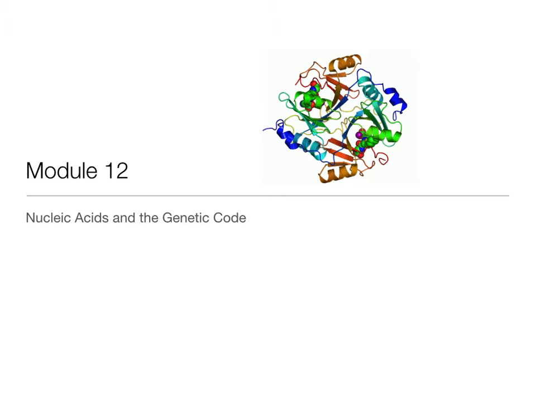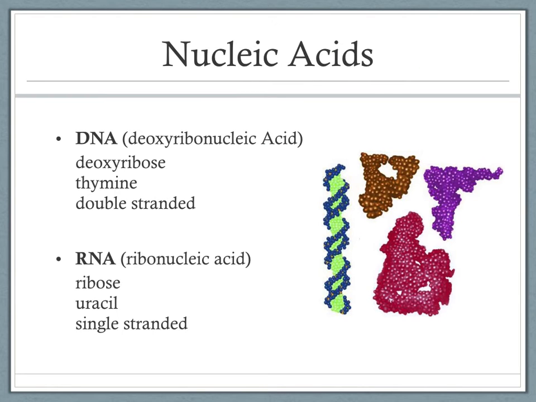This is Module 12, which is our final module in Chemistry 110. In this module, we'll talk about nucleic acids and their role in transmitting the genetic code. When we talk about nucleic acids, we're primarily concentrating on DNA, which is deoxyribonucleic acid.